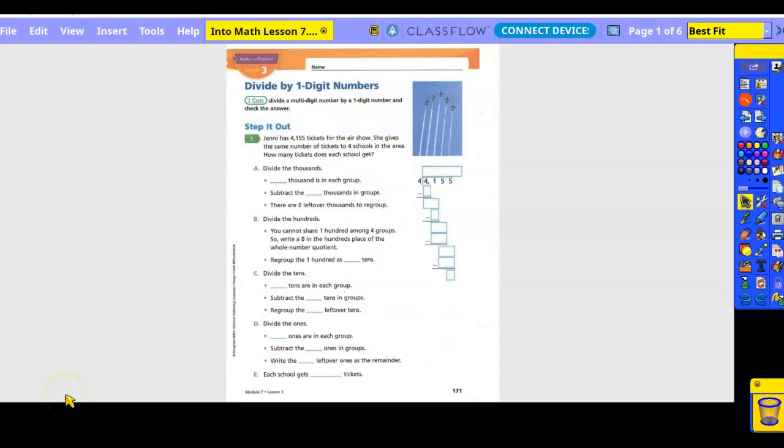Fourth grade math, lesson 7.3. Divide by a one-digit number. I can divide a multi-digit number by a one-digit number and check the answer. Step it out. Number 1.